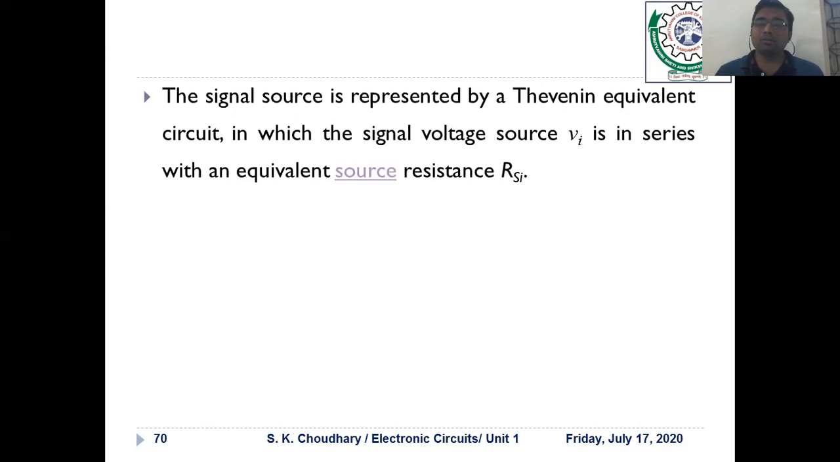Now, when we convert this common source amplifier circuit into its small signal equivalent, the first step is to represent this circuit by means of Thevenin's equivalent circuit. In the Thevenin's equivalent circuit, the voltage source Vi is in series with the equivalent source resistance RSI.